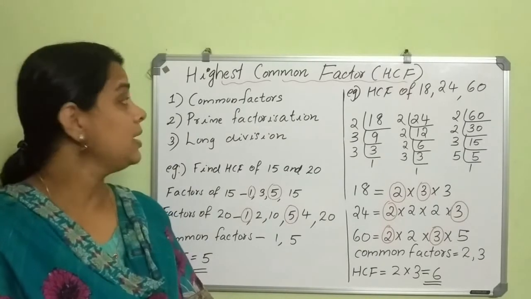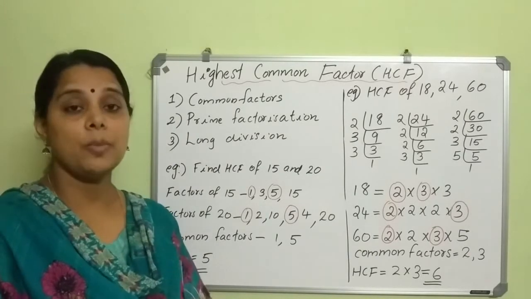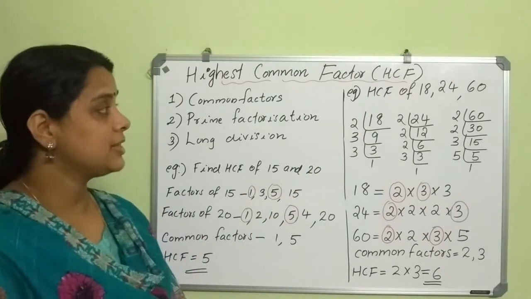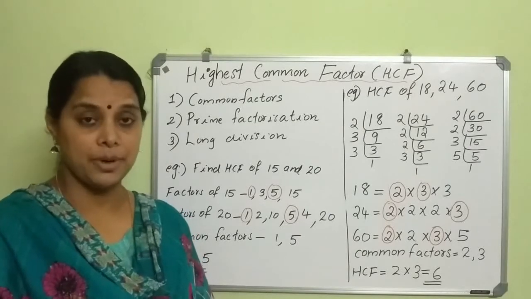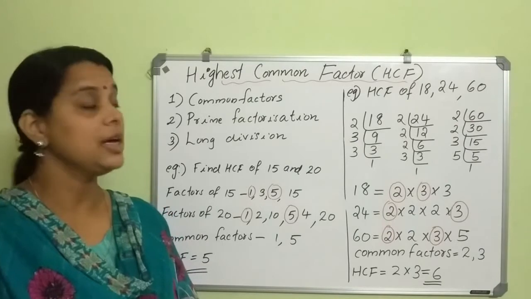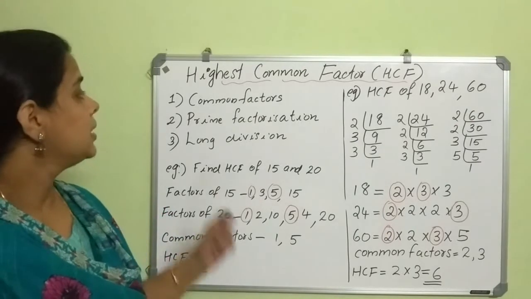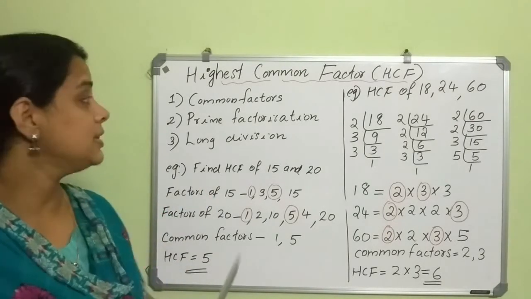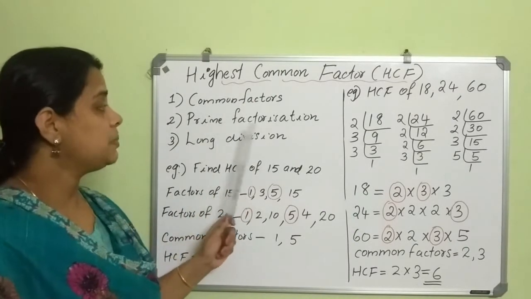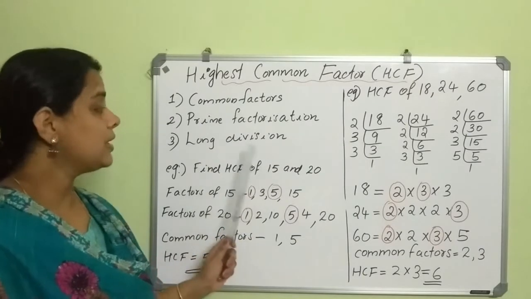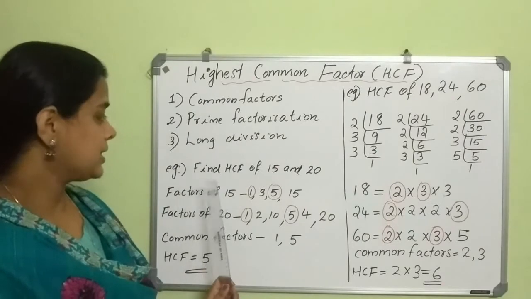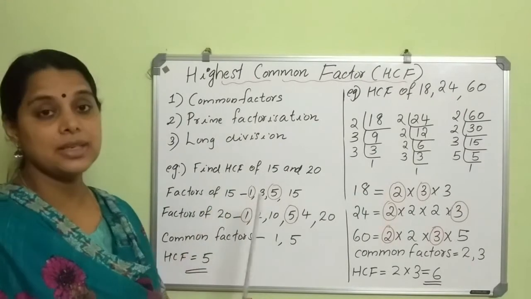Now let's see what is the highest common factor, or HCF. Highest common factor is the highest number that divides each number of a set of 2 or more numbers. We can find HCF by these three methods. First is common factors, next is prime factorization, and the third one is the long division method. We will discuss one example using common factors now.